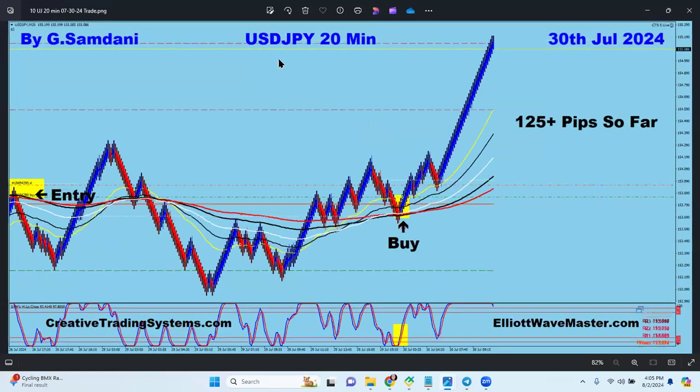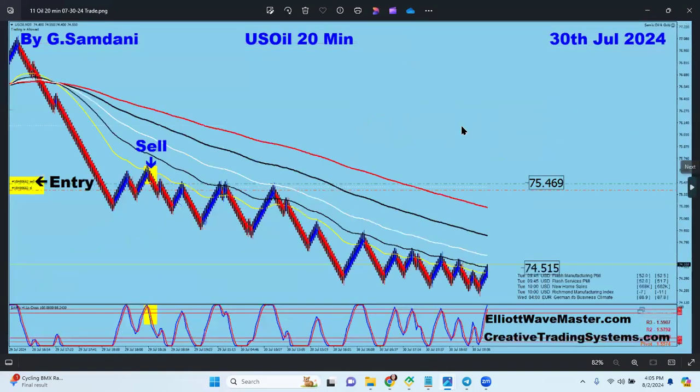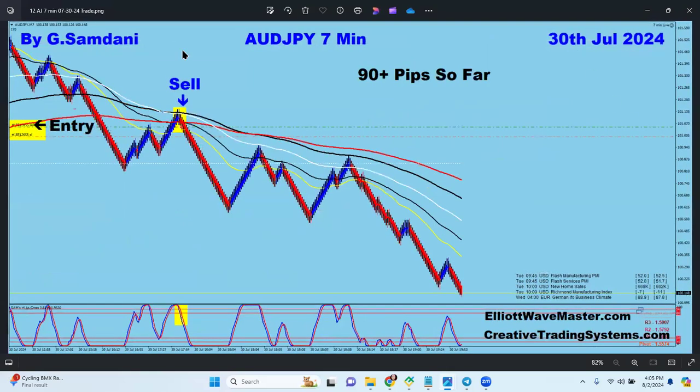This one is on the 30th, USD yen again. Nice entry from here from 20-minute chart for 125. Now this one, US oil, sell orders right there, nice and clean, came down here. And on the 30th, a lot of trades on the 30th, right? So now yen is switching sides, right?